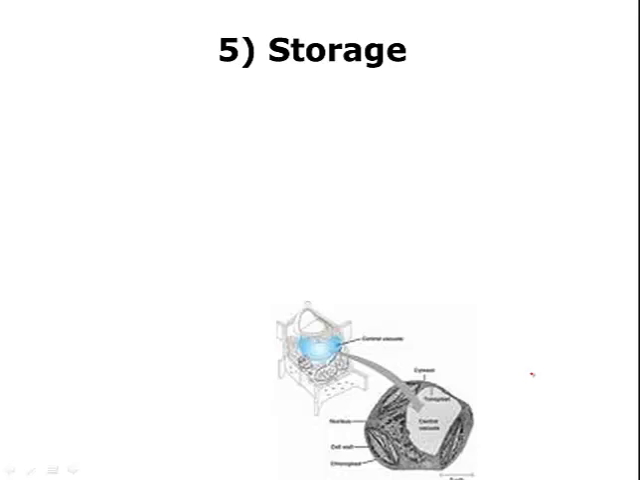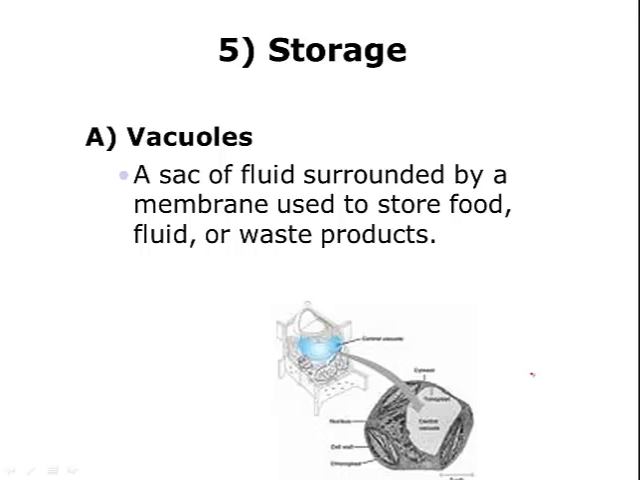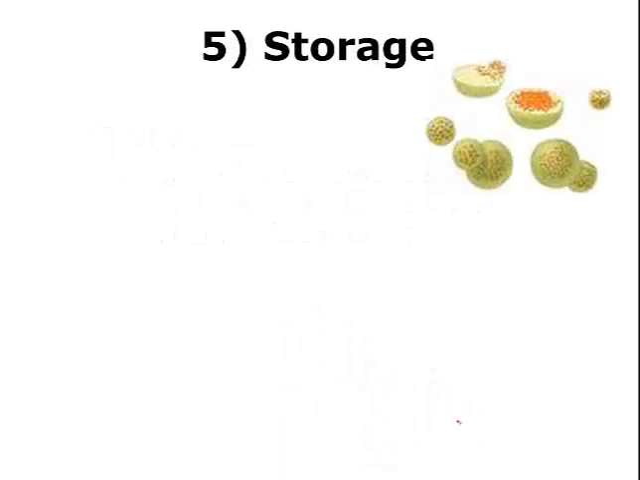So continuing on with our major functions of the cell parts, some cell parts need to be able to store materials. The main storage component for the cell is a vacuole. This is a sac of fluid that's surrounded by a membrane, and it is used to store things like food, different fluids, water with stuff dissolved in it, and various waste products until the cell can get rid of those things. In plant cells, the vacuole is very large compared to animal cells, and that is because they need to be able to store large amounts of water in order to do photosynthesis.